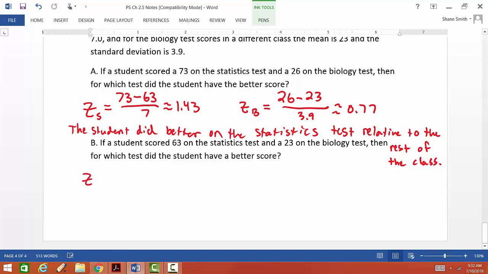So hopefully you found the z-scores. The z-score for the statistics test is 0, and the z-score for the biology test is 0, because both of these scores are the mean, right? 63 is the mean, so you have 63 minus 63 and 23 minus 23 on the top. And so they're not only the same z-score, they also scored average. So the student did equally well on both tests.